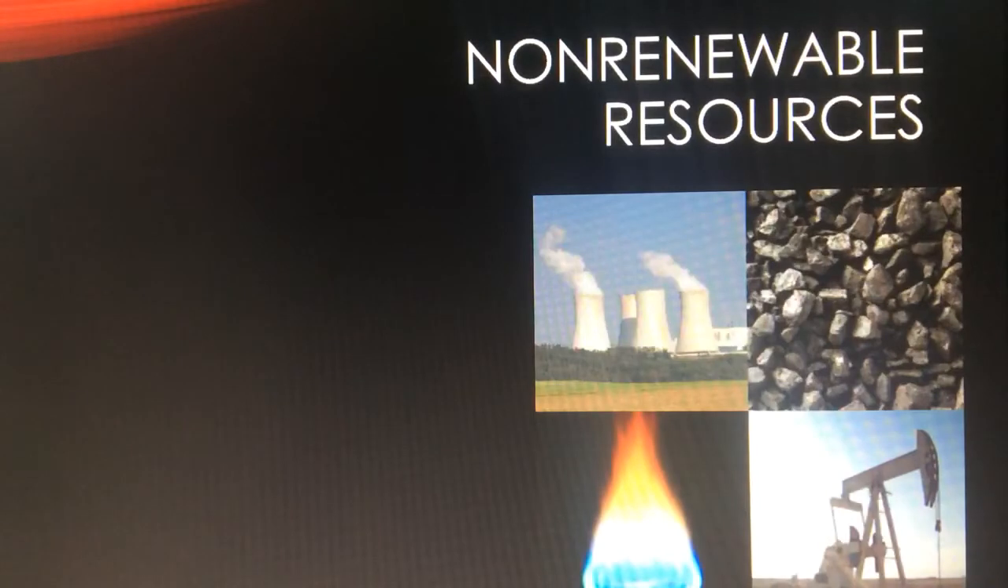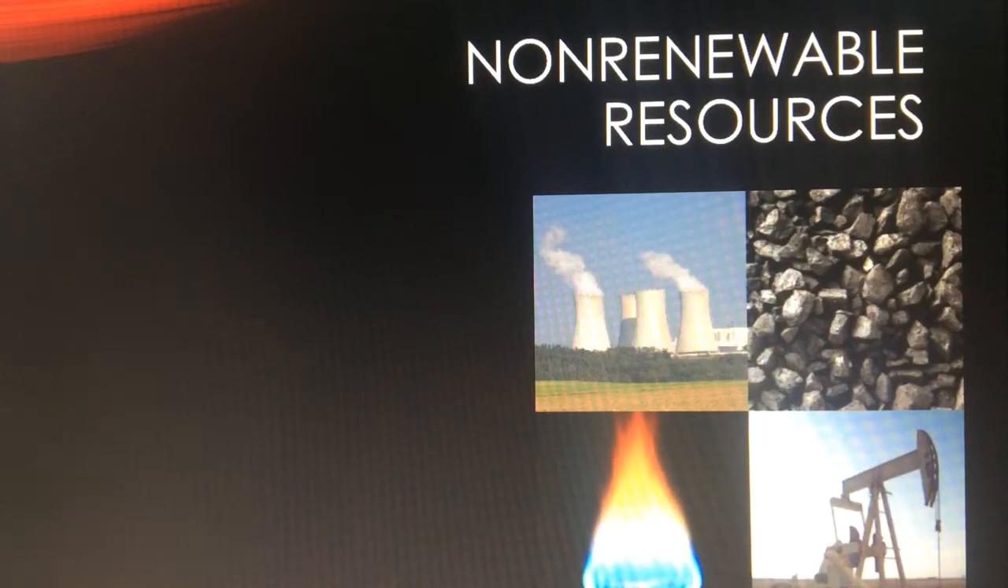Whenever scientists study something, it makes it easier if they classify them, or put objects or organisms into groups. With natural resources, they do the same. There are two major groups of natural resources. We have non-renewable and renewable resources.